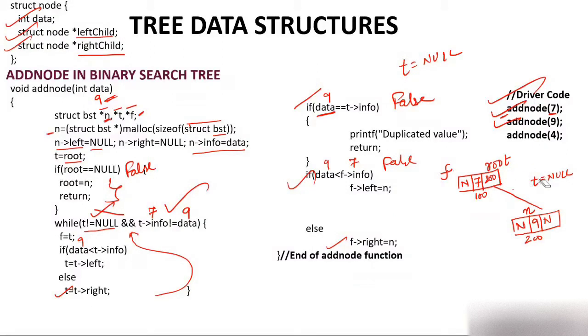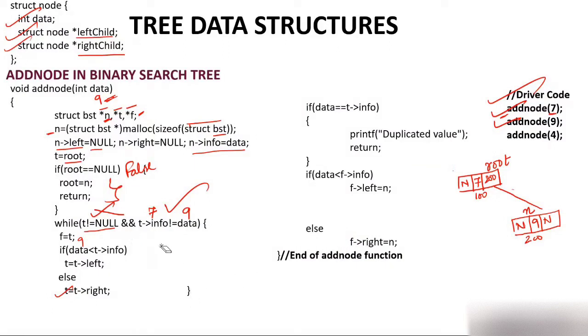Fine. Okay, let me rub all these things. Let me rub this. Let me rub this also. Let me rub all these things. Now what will happen again is that I again come to this function call.